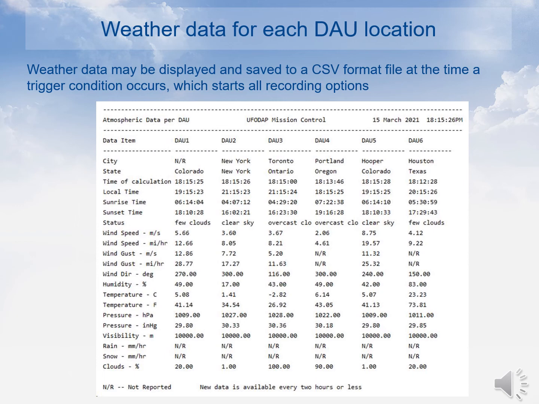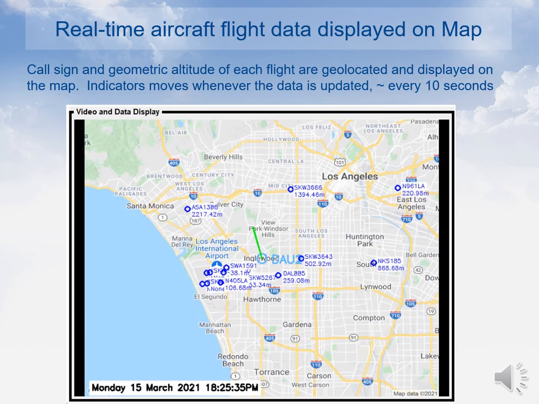Weather conditions in the vicinity of each DAU are shown and are based upon the geolocation that the system makes of that DAU. This data may also be recorded as a CSV file at the time of an anomalous event. This illustrates the mission control map view of aircraft data. Each aircraft is shown as an icon with its call sign and altitude. All of these icons move every time there is an update to all the aircraft positions.